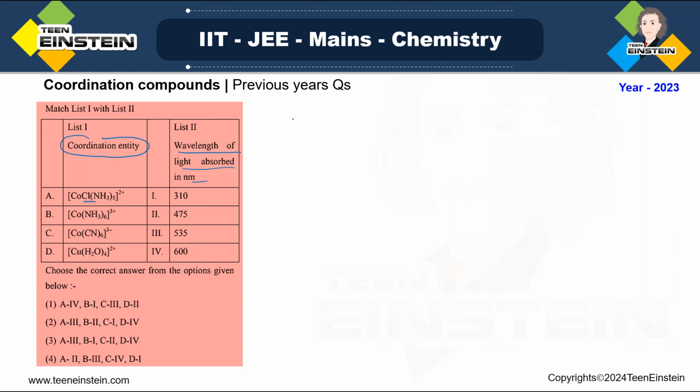So in the first complex, that is in case of A, we have chlorine and we have ammonia. Oxidation state is 2+, right? In case of B, again we have oxidation state, here it is 3+, and we have only one type of ligand, which is NH3. Then we have C, where we have cyano ligand and oxidation state is 3+. In case of D, oxidation state is 2+, only one type of ligand.